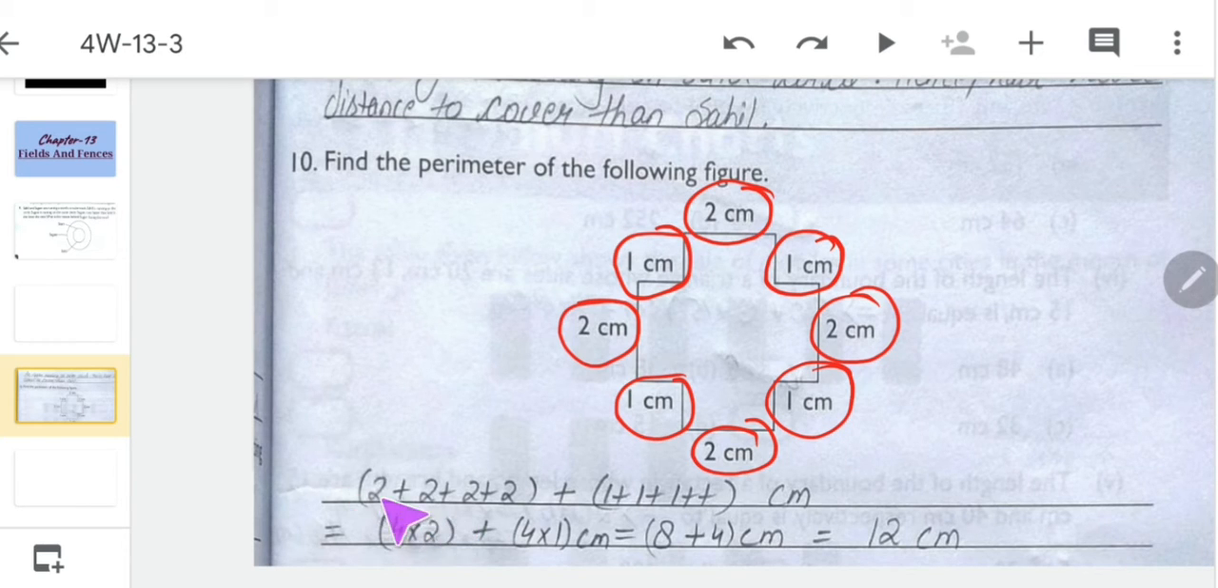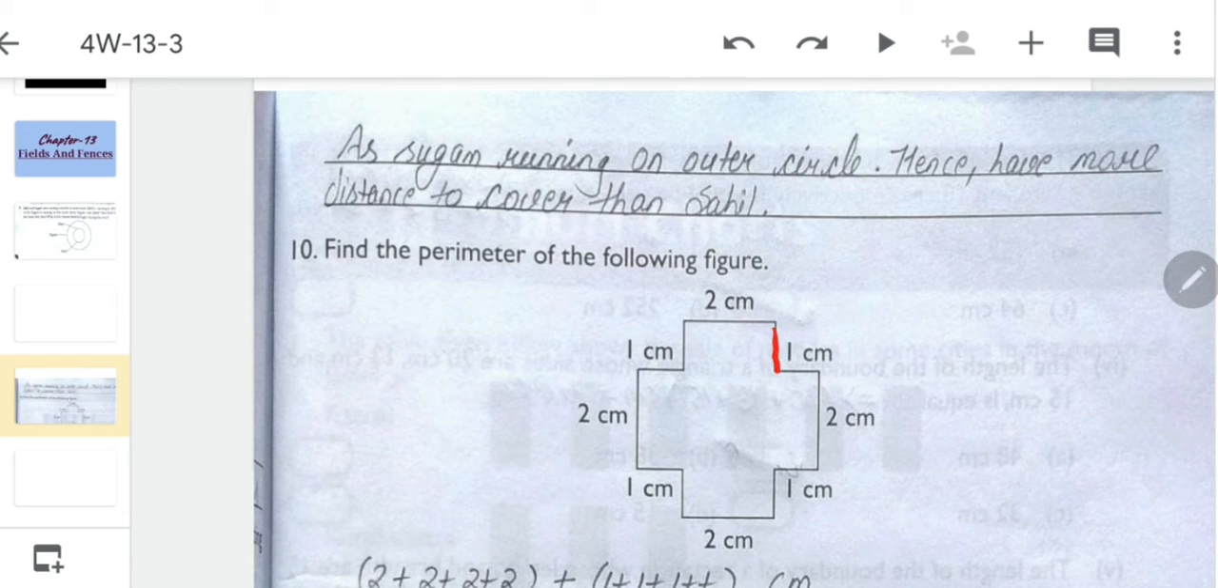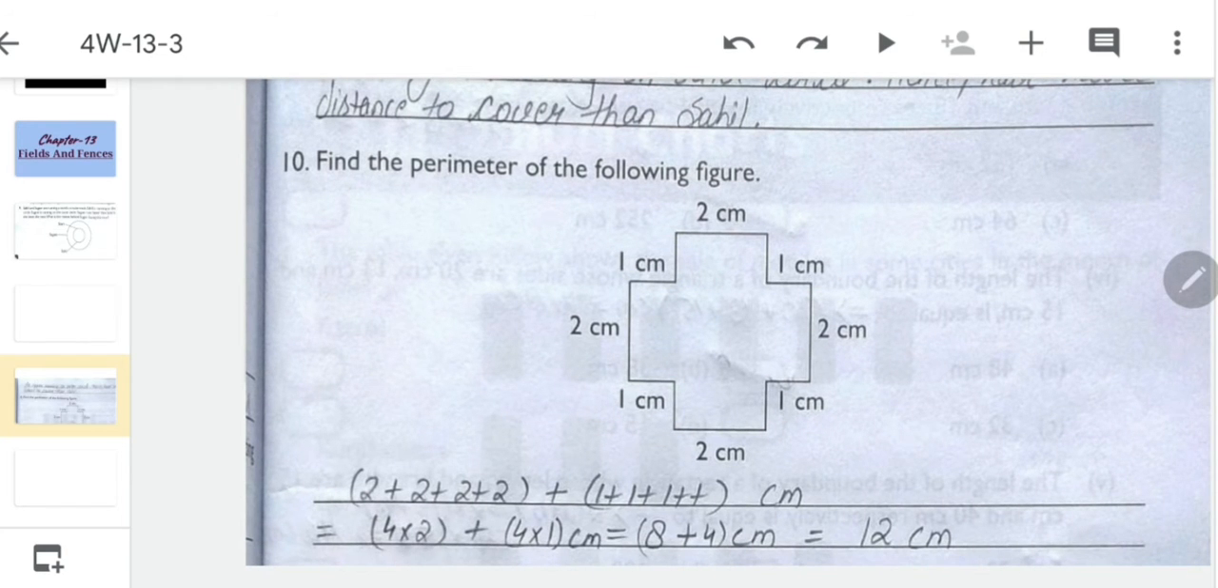So when we add, we are adding 2 with 2, 2 and 2. We are given that this plus this is 1 centimeter, this plus this is 1 centimeter, this plus this is 1 and this plus this is 1. So we have to count the sum of these two sides as 1, 1, 1 and 1. So let's see what should be our perimeter. We have 4 into 2 and 4 into 1, that is 8 plus 4. We have 12 centimeter as the perimeter of this figure.